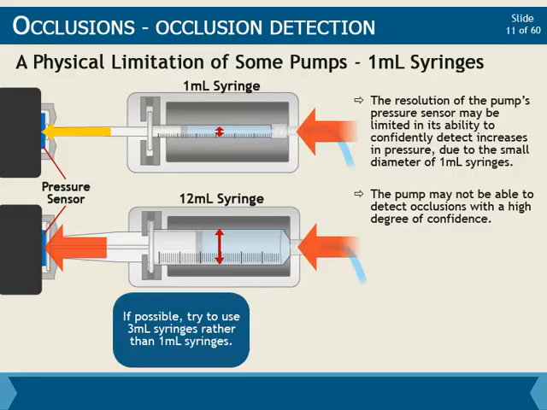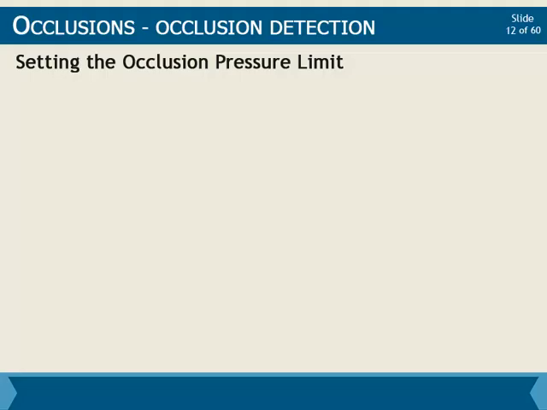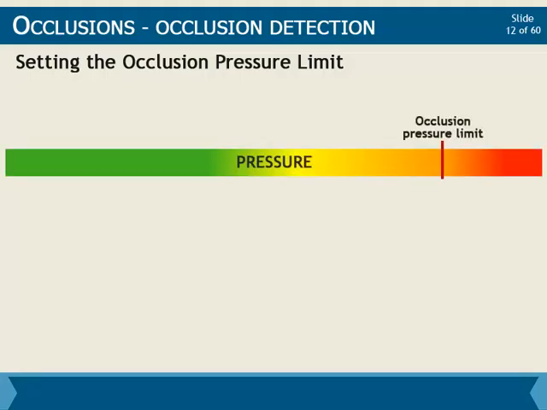occlusion detection performance. That said, in neonatal cases, a 1 milliliter syringe may be the only reasonable option. In these cases, you need to be extra vigilant about occlusions, as the pump may be limited in its ability to notify you of an occlusion. Another consideration is to take care when setting the occlusion pressure limit. You may be able to set the limit yourself, or your institution's medical engineering department may program the limit. Either way, it is good to understand how we choose an appropriate limit.